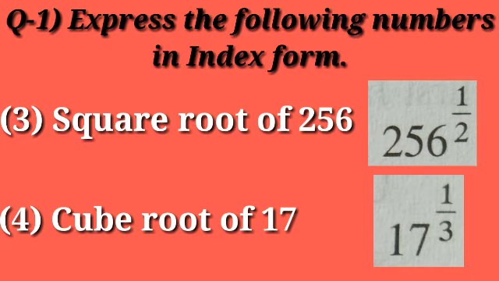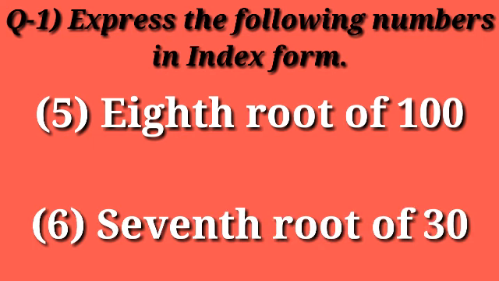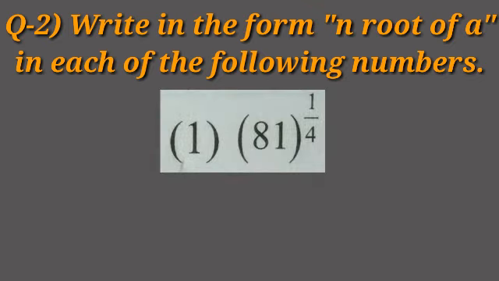Did you get it, students, how to write the number in index form? In the same way, the next two numbers, the 5th and 6th one, you have to convert into index form and complete question number 1. Now let's move towards question number 2, that is, write in the form nth root of a each of the following numbers. Here the index form is given already and we have to convert them into the nth root of a. Our first question is 81 is the base and the bracket raised to 1 upon 4.